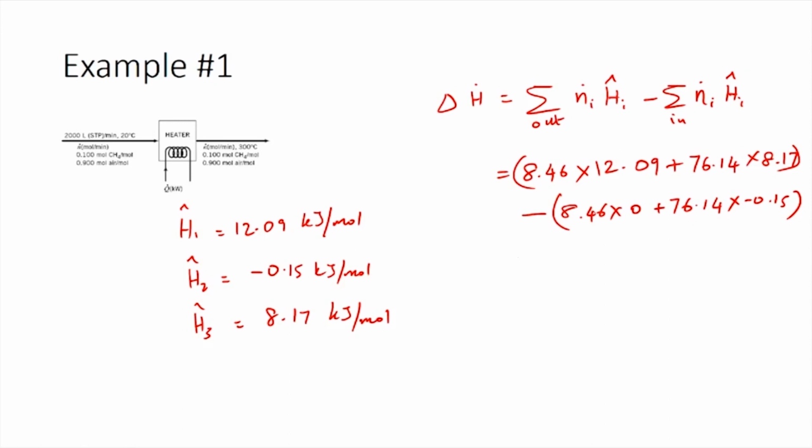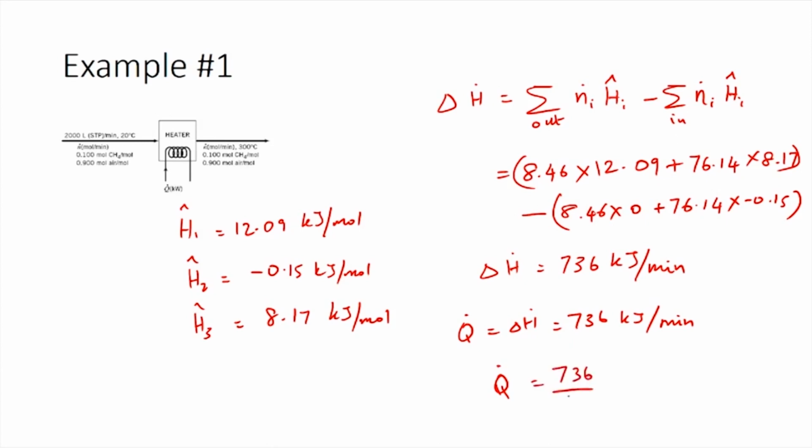So, the total change in enthalpy delta H dot is equal to 736 kilojoules per minute. So, substituting this back into the energy balance equation, we would get Q dot equals delta H dot equals 736 kilojoules per minute. The problem asks us to calculate the amount of heat that needs to be transferred in terms of kilowatts. So, Q dot would be equal to 736 divided by 60, which is 12.3 kilowatts. So, the final answer which we are looking for is 12.3 kilowatts.